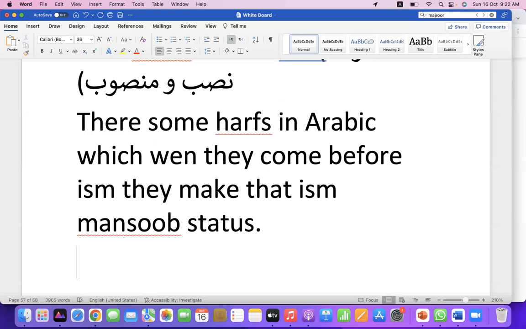I told you by default ism is marfu. It becomes mansoob or majroor because of some reason, when something strikes on it. For majroor, you have seen there are two cases: a harf-jar comes before it, or a mudaf comes before it. Now we'll be studying when a word becomes mansoob. One of the reasons for a word to become mansoob is when a Harf-e-Nasab comes before it. One of the reasons, not the only one.